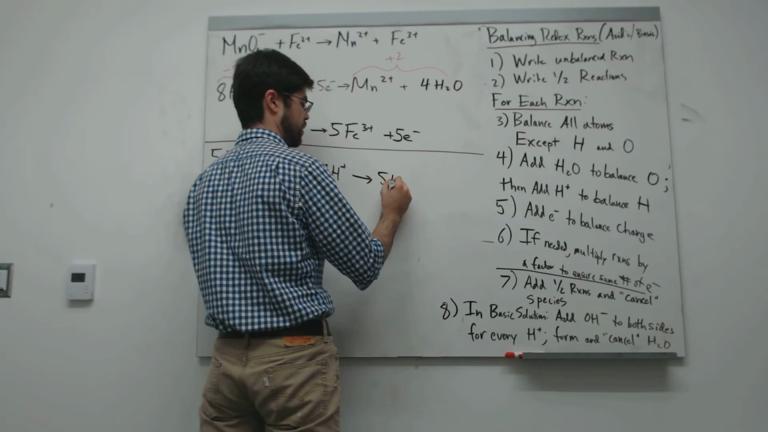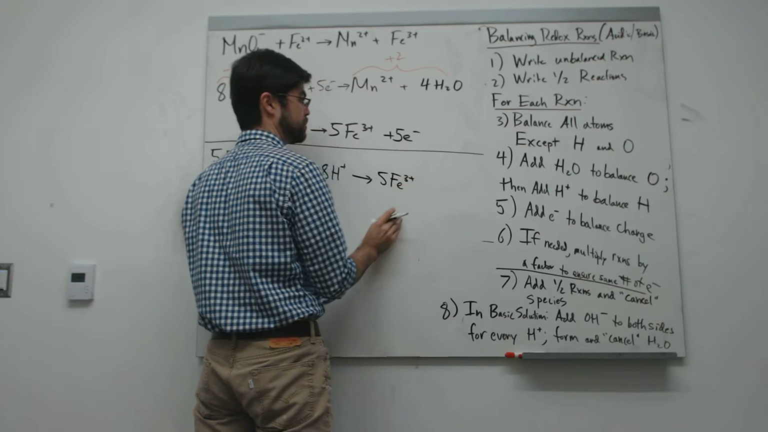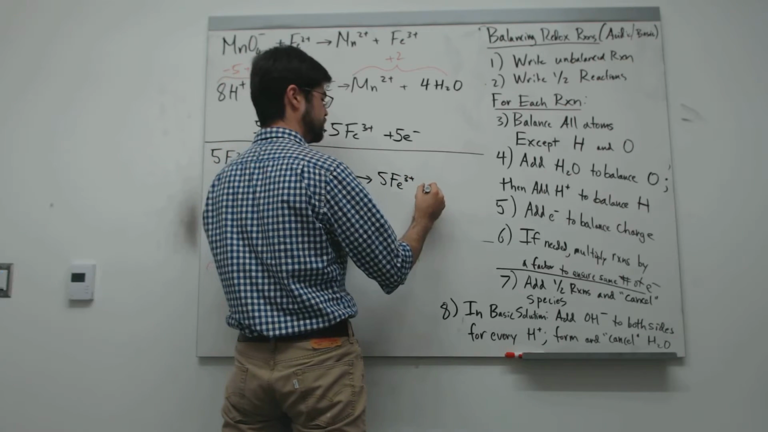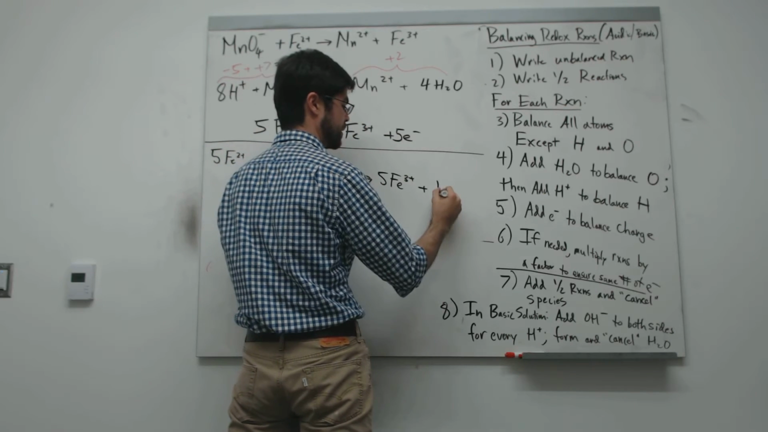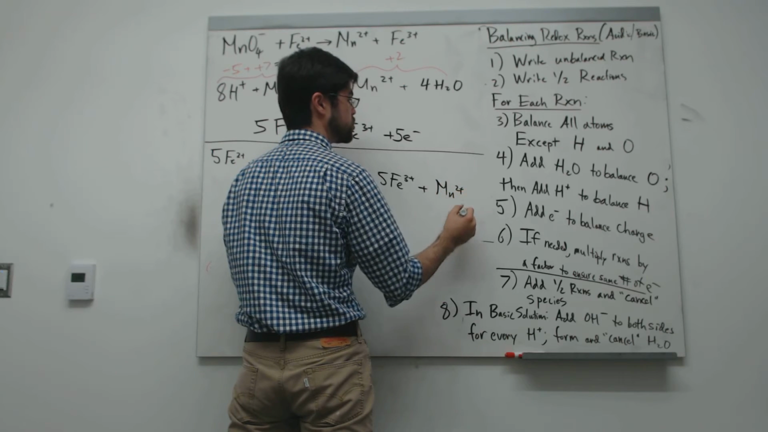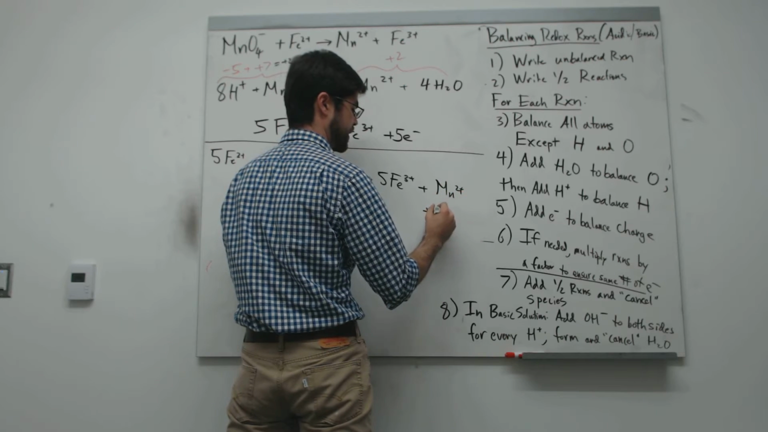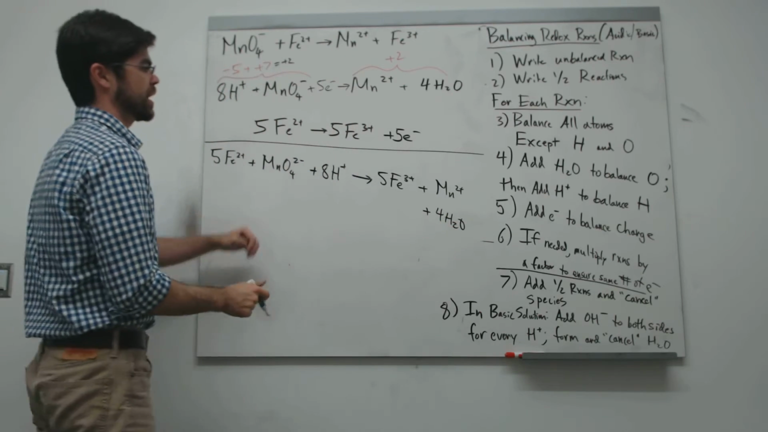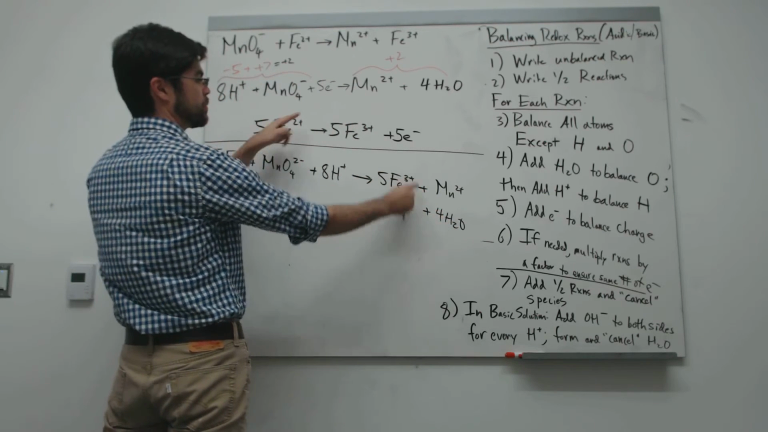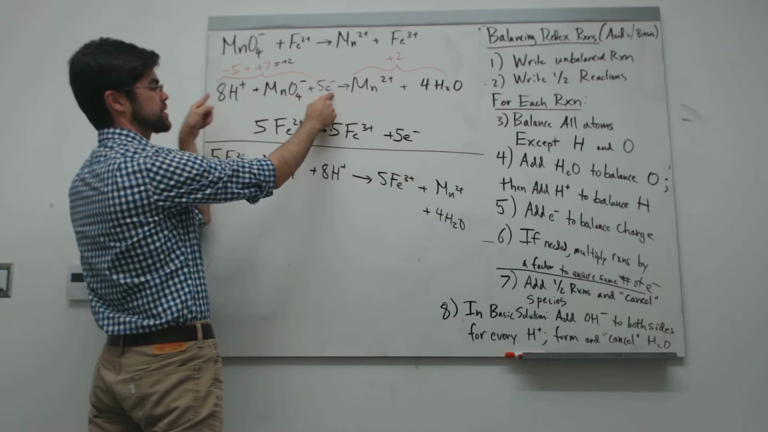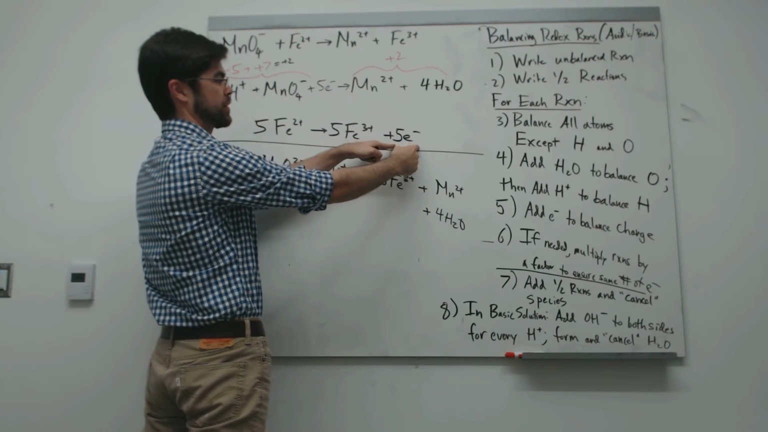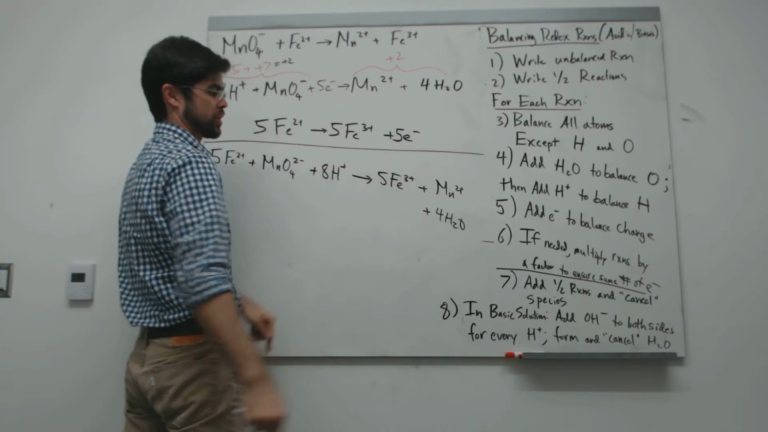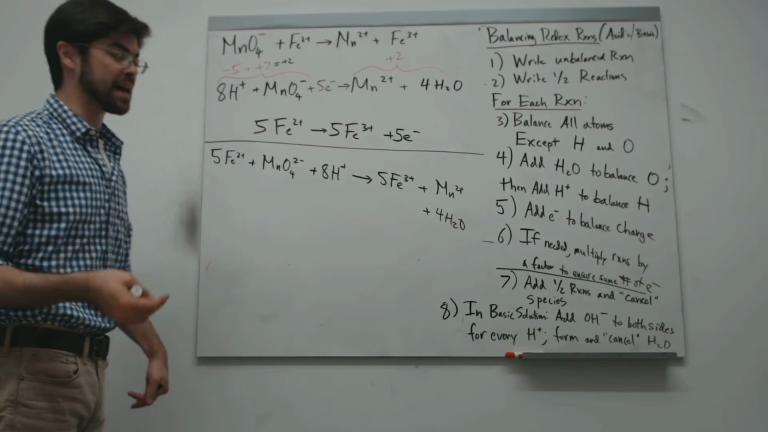5 iron 3 plus ions, plus the Mn2 plus, 4 water molecules, and we can already, I didn't write them up here, but you can see I've got 5 electrons on my reactant side, 5 electrons on my product side. Those are going to cancel out by design.